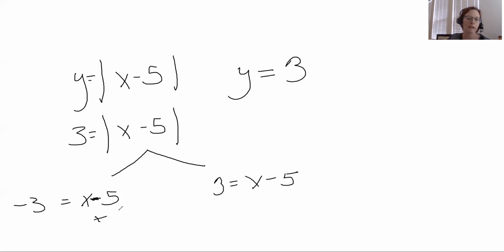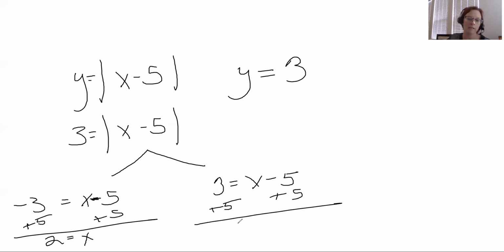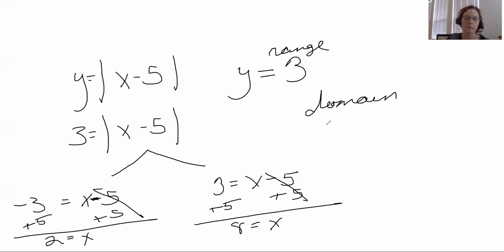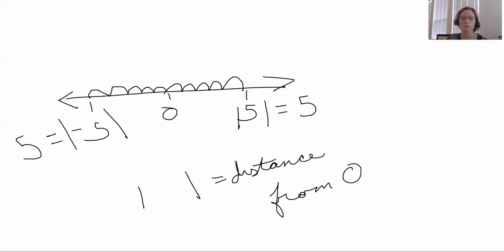Add 5, add 5, we end up with positive 2 equals x, and add 5, 8 equals x. So if we knew the range was 3, the domain would be x equals 2 or 8. Now that we have absolute values refreshed, let's go back to domain and range.